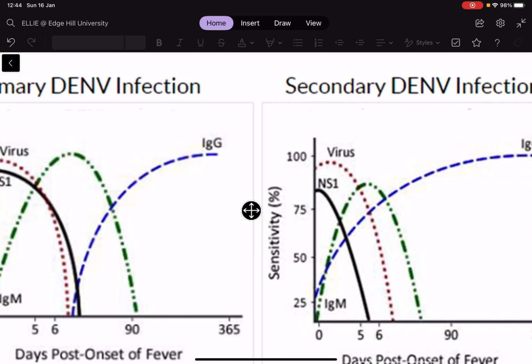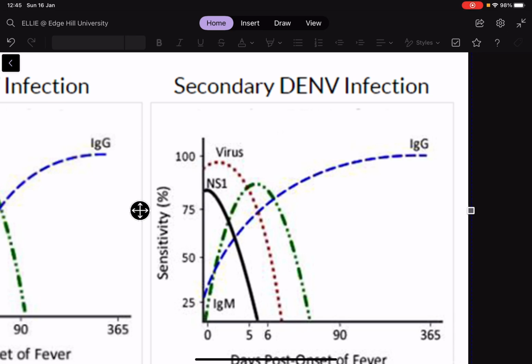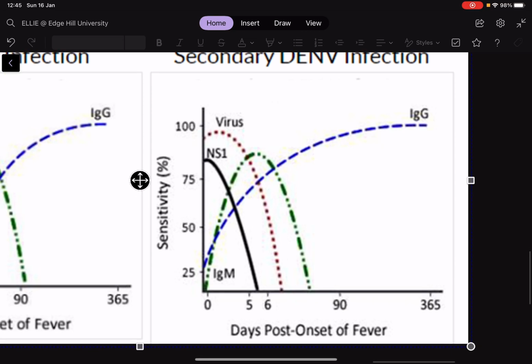Does that make sense? What we find with dengue, and we're going to talk a bit more about this later on, is that secondary dengue infection is very different to primary dengue infection. If you are reinfected with dengue, which tends to be with a different serotype, a different type of dengue but still dengue, you get an explosion of everything from the very beginning of the infection. IgG is already woken up, it already knows about dengue, because you have memory of it.